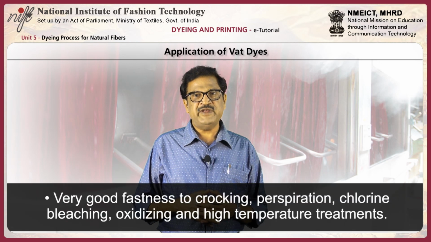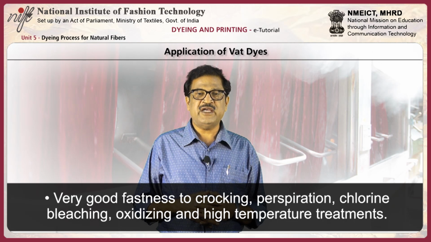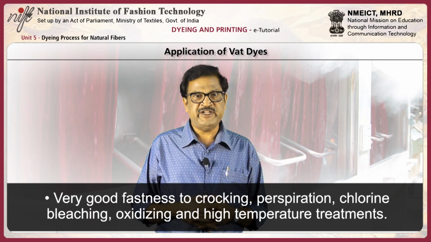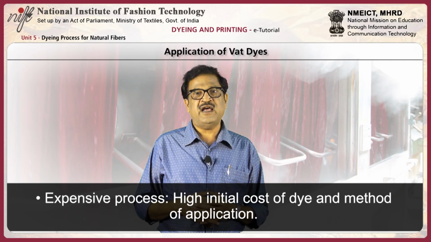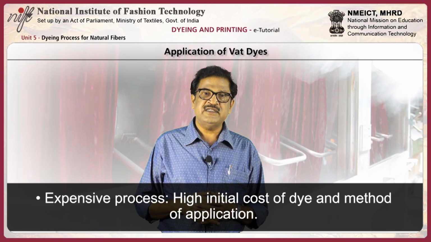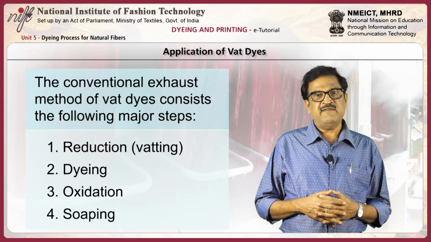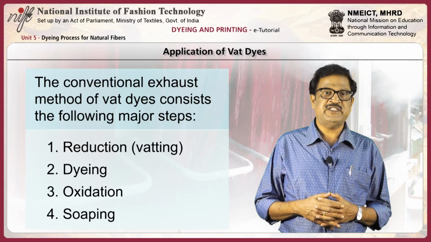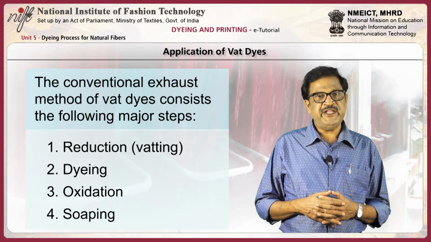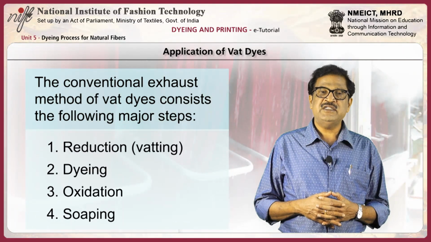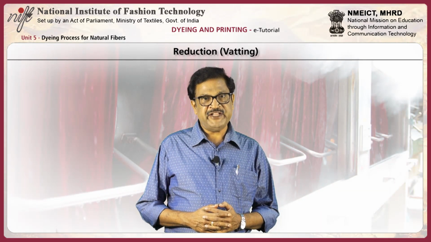They also have very good fastness to cracking, perspiration, chlorine bleaching, oxidizing and high temperature treatments. However, this is an expensive process as there is a high initial cost of dye and method of application. The conventional exhaust method of vat dyeing consists of 4 major steps: reduction, that is called vatting, dyeing, oxidation and soaping. Reduction, otherwise called vatting.